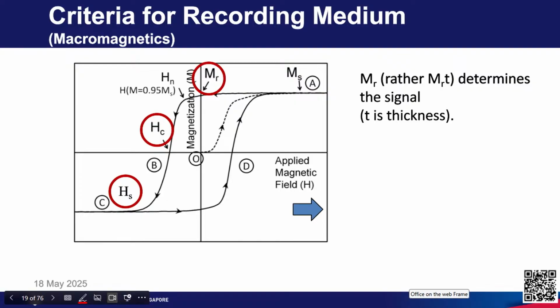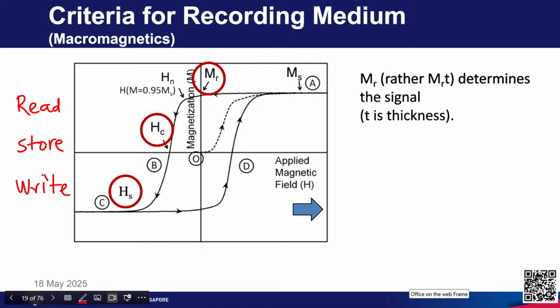So, we learnt about the hysteresis loop, and the hysteresis loop parameters are related to the three concepts that we learnt, right. The three criteria are read, write, store. These three criteria can be related to the hysteresis loop parameters that we learnt.